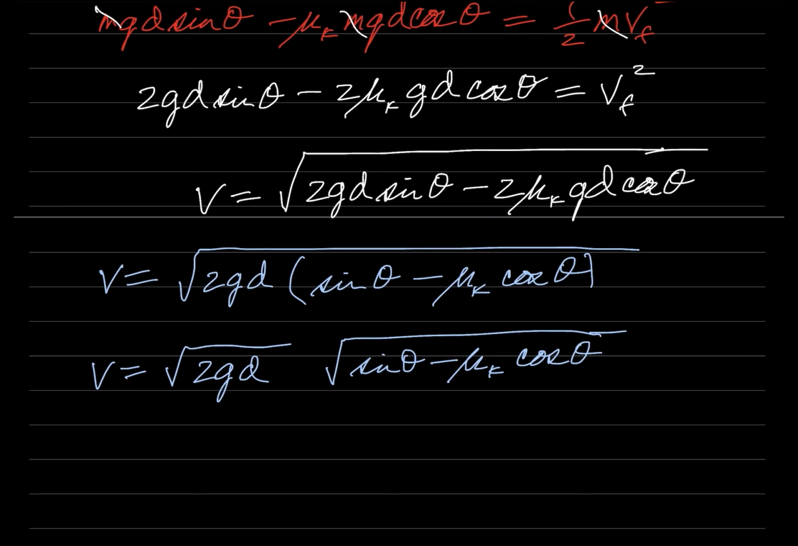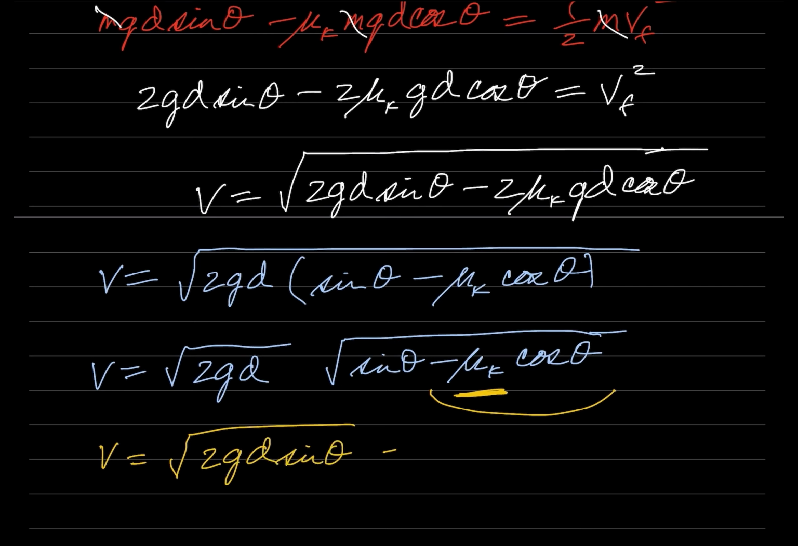If mu sub k is 0, if there is no coefficient of friction, then there's no friction, then this term will go away, and we'll be left by saying V equals the square root of 2g d sine theta, which is the same as the square root of 2gh, which if you go back to the first of the energy videos, you will see that this is the velocity of a mass if you just drop it straight down for a height of h. So that should make sense.